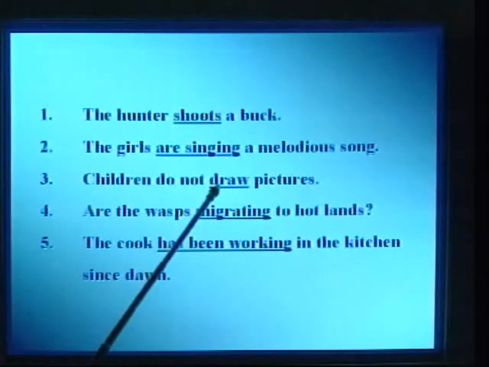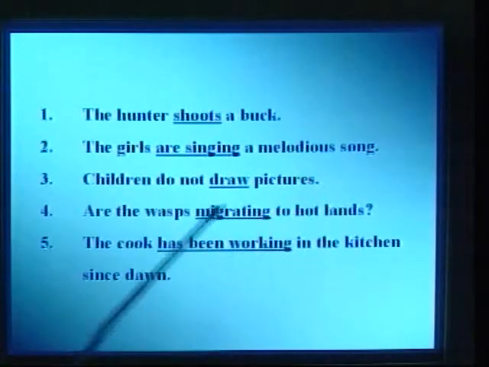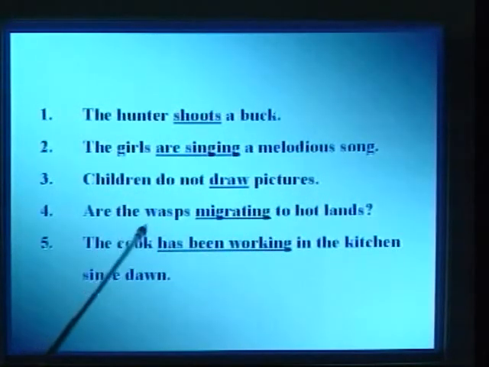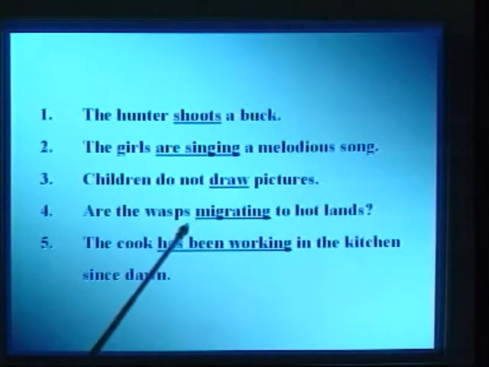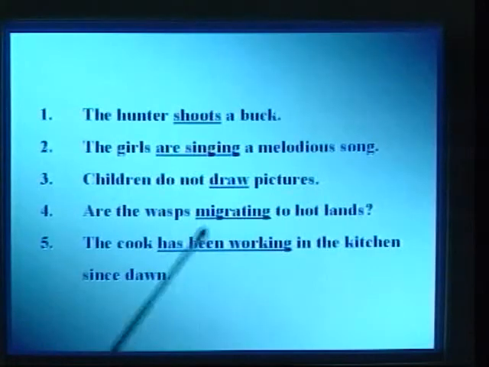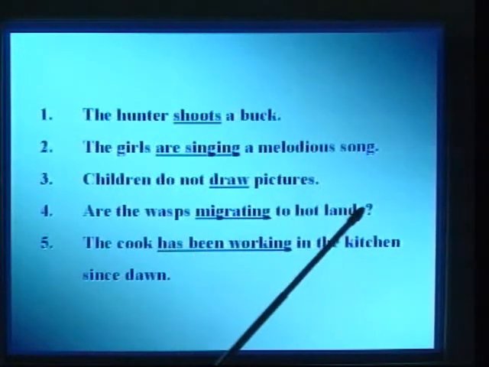This is V1, verb in the base form. Come on, you name it, write it here again. Then, are the wasps migrating to hot lands? Again you have this, but don't get confused. Are is here, my dear boys and girls. Here, are is here, and also verb in the continuous form, you find it here. So club together what it is you have to write.